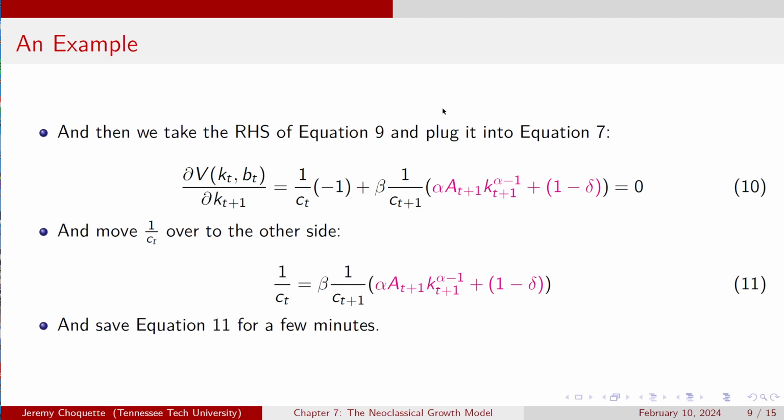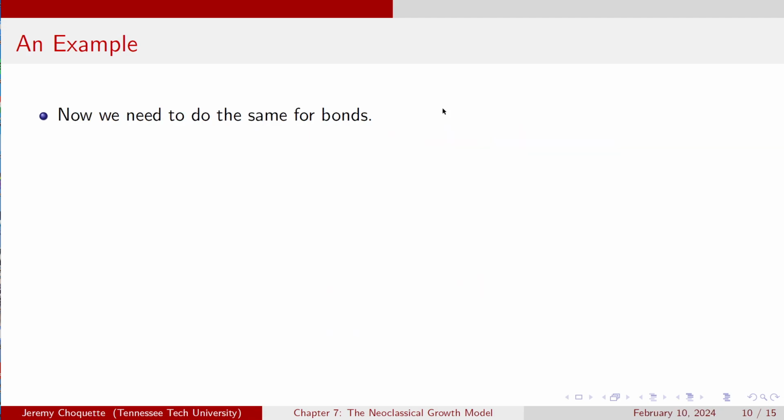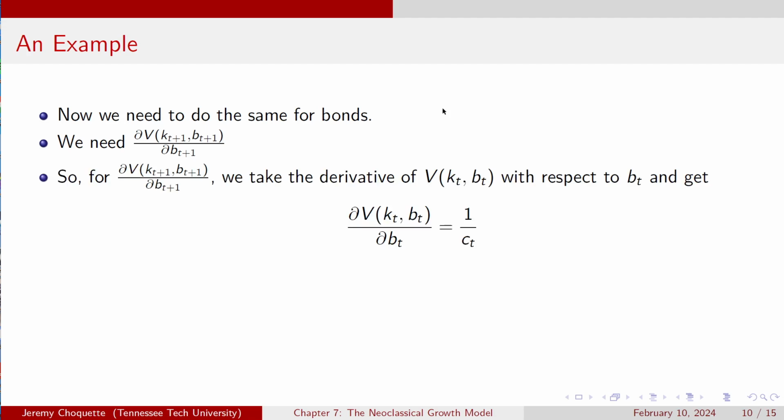Now we're going to hold on to equation 11 for just a couple of minutes, because now we got to do the same thing, but we got to do it for bonds. So I need the derivative of v with respect to bt plus 1. What do? Well, I take the derivative of v of kt and bt with respect to bt, and what do I get? Well, I get 1 over ct.